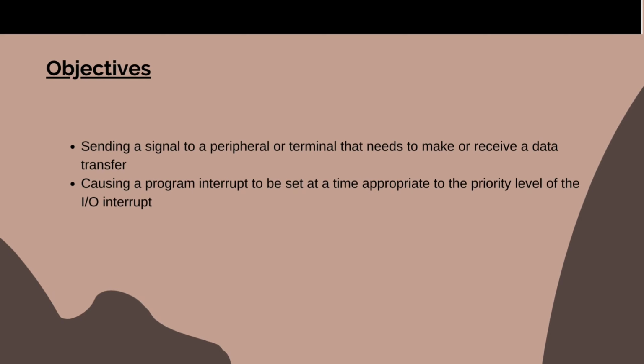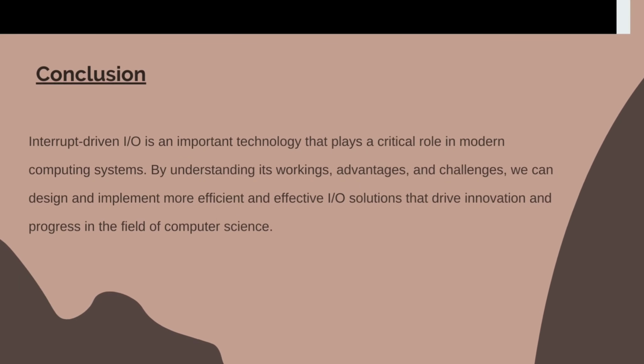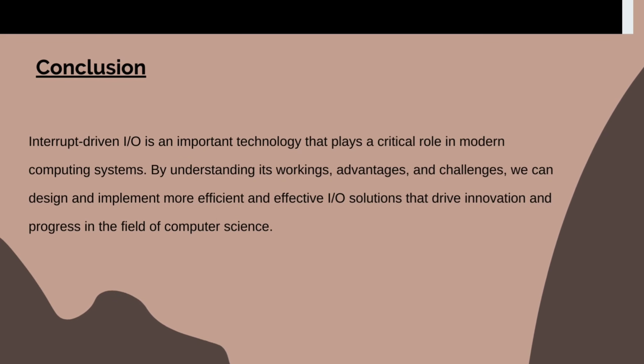The basic objectives of interrupt driven IO are to send a signal to a peripheral or a terminal that needs to make or receive a data transfer, then causing a program interrupt to be set at a time appropriate to the priority level of the IO interrupt. Previously, we have seen that all the concepts of interrupt driven IO were explained by my group member. Now, we will come to the conclusion of the topic.